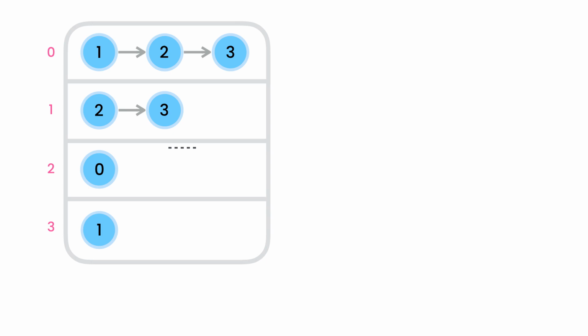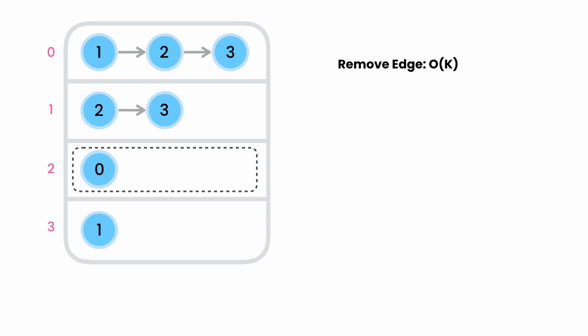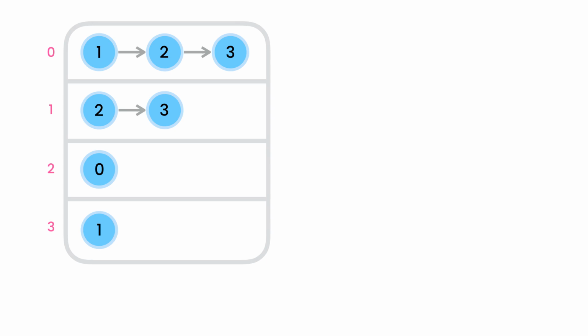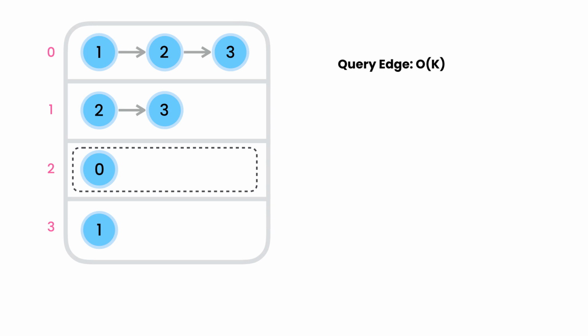What about removing an edge? Again, we have to iterate over this linked list to find the target node and remove it. So that's an O of K operation, and in the worst case, it's going to be O of V. How about checking to see if two nodes are connected? Well, we need to iterate over the linked list for that node to see if the target node exists or not. Again, this is going to be an O of K operation with O of V in the worst case scenario.